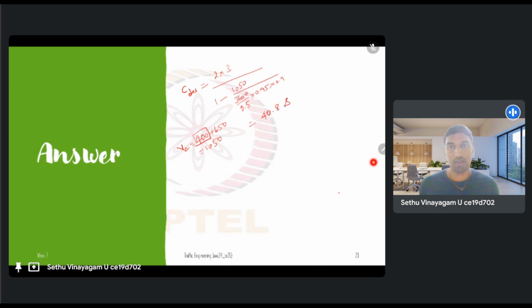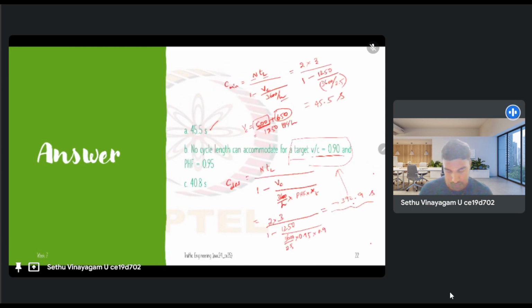Right? So here this is a positive value, so this is possible, right? So if you give 40.8 seconds as the cycle length, so 41 seconds, we can achieve a target VBC ratio of 0.9 if the eastbound movement has 3 lanes instead of 2 lanes, with 400 vehicles per hour in each lane. So in that case, 41 seconds will give you a target VBC ratio of 0.9, right? So therefore, for part C, the answer is 40.8.